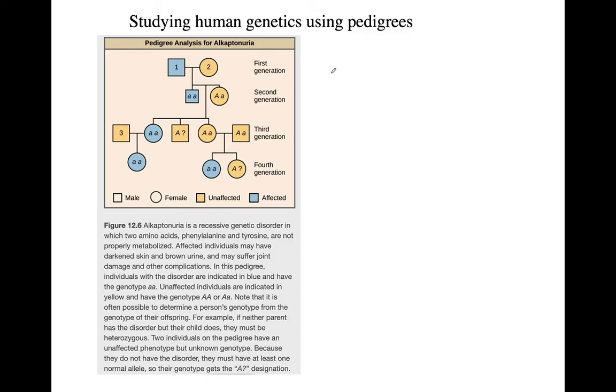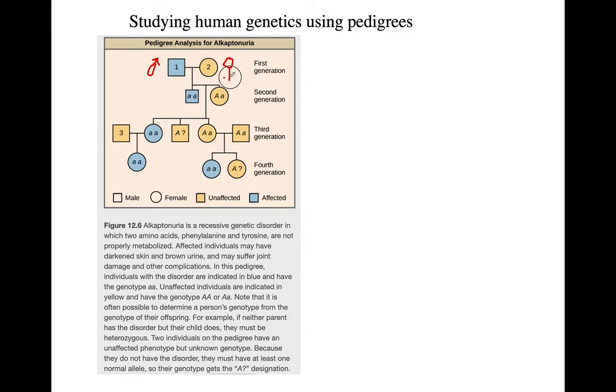So instead of trying to rely on statistics, scientists try to make sense of the inheritance pattern of diseases. So that's why they create a pedigree analysis. In a pedigree, a square is male and a circle is a female.